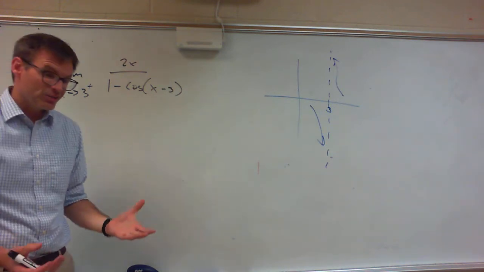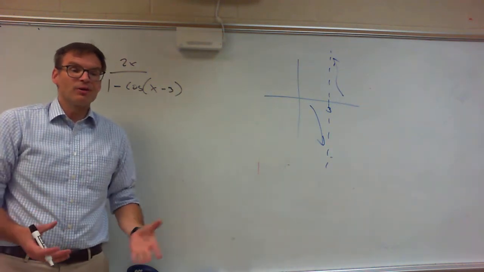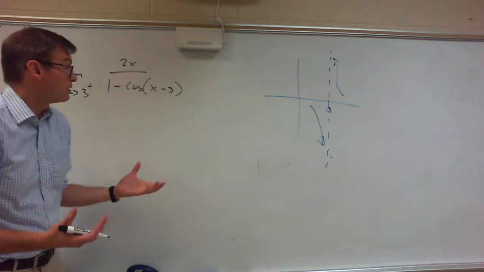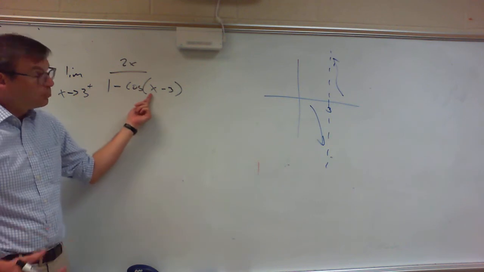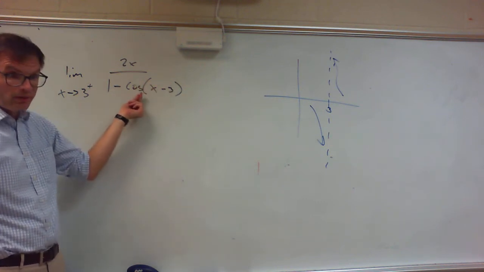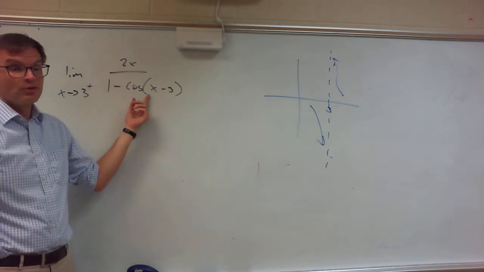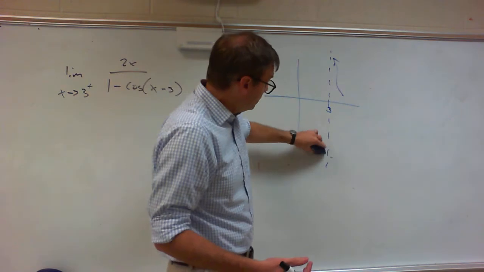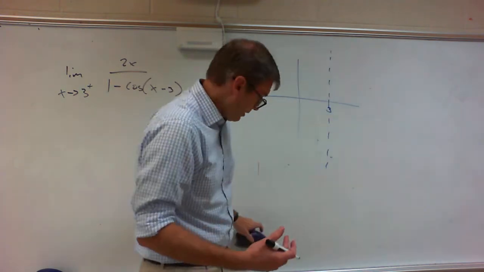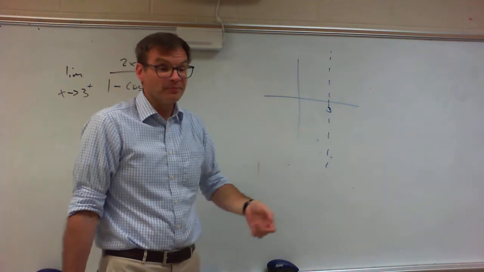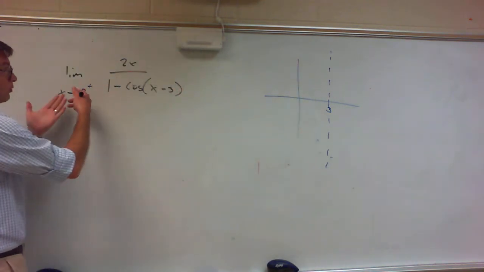Anytime you see a fraction, anytime the bottom is 0, chances are we've got a vertical asymptote. So let's see what's happening at 3. If I plug 3 in, well, 3 minus 3 is 0. Cosine of 0 is 1. 1 minus 1 is 0. So at 3, I've got a vertical asymptote. If I'm graphing it, I've got to figure out what's happening on either side. So, what's happening to the right?